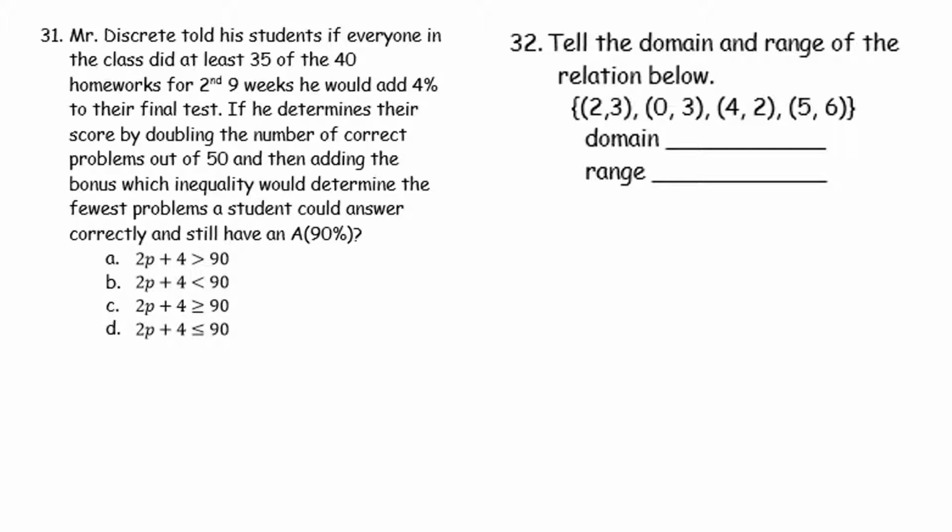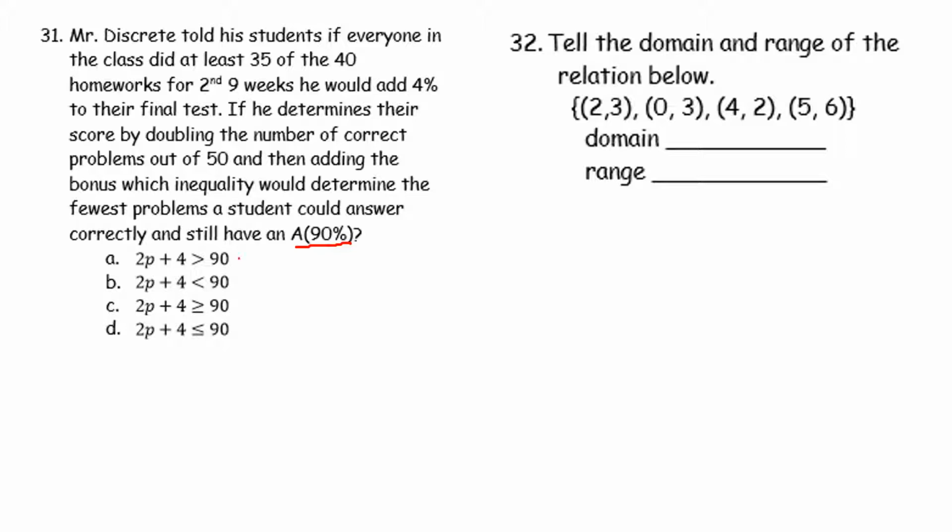Well, first of all, looking at these multiple choice problems, we see that on the left side of the inequality, everything is exactly the same. It has 2p plus 4. And so all we basically need to do here is see which inequality means that they could have an A. So it's telling us here that a 90% is an A.